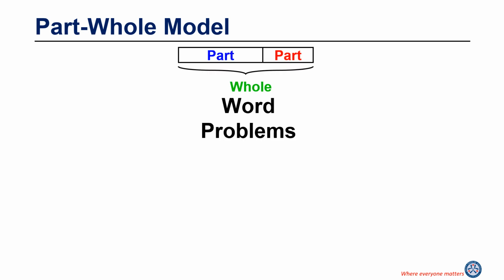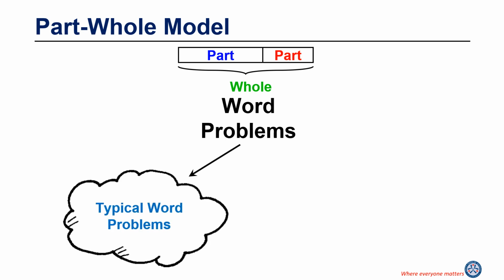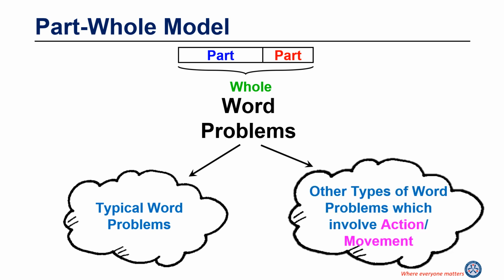Today, we will be sharing with you some word problems which we can use the part-whole model to help us to solve. Basically, the word problems will be classified into 2 parts. The first part will be some typical word problems which involve the putting together and set and subsets concepts. Next, we will introduce the other types of word problems which involve some movements like giving away or receiving.